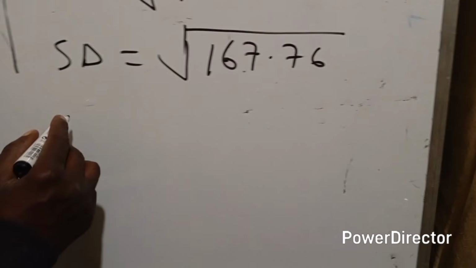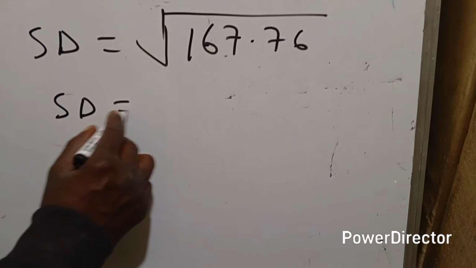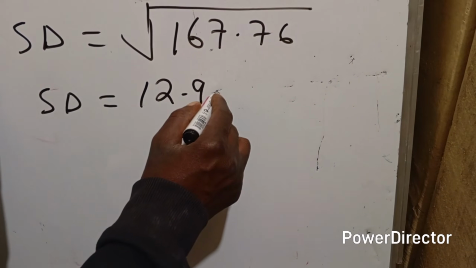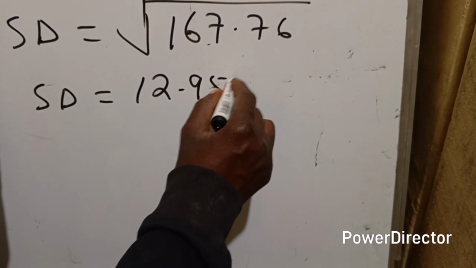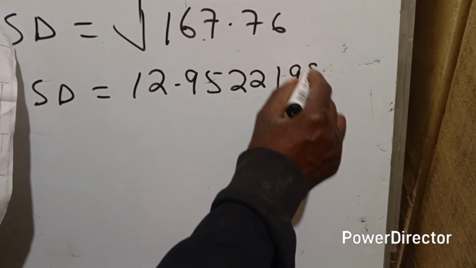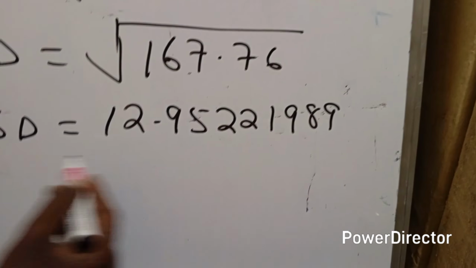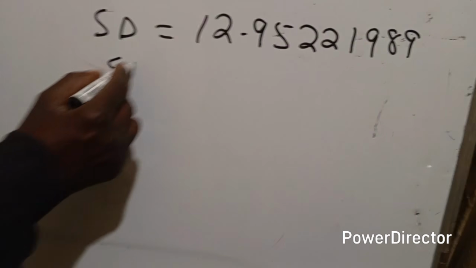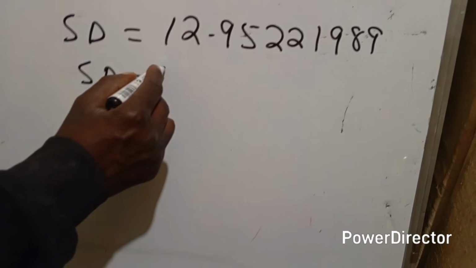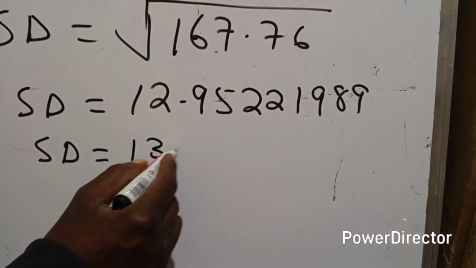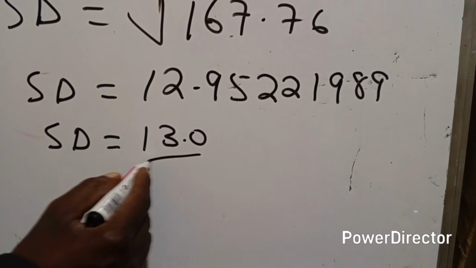So the number I'll get is standard deviation is equal to 12.95221989. Kindly write the whole figure. Write the whole figure to three significant figures. Standard deviation is equal to 12.95, so this will be just like 13.0. So this is the standard deviation.